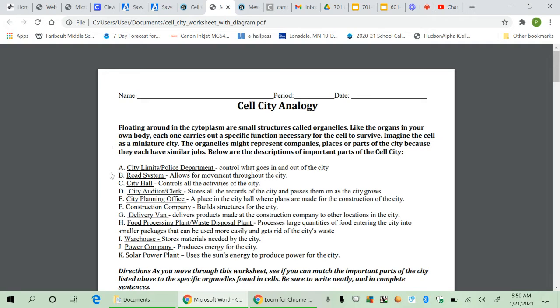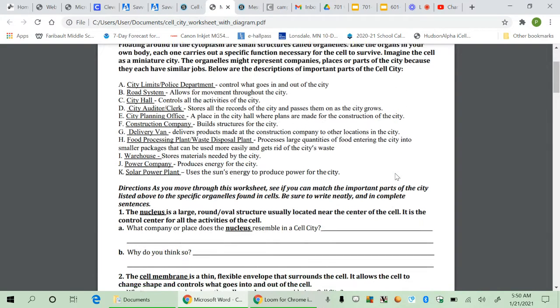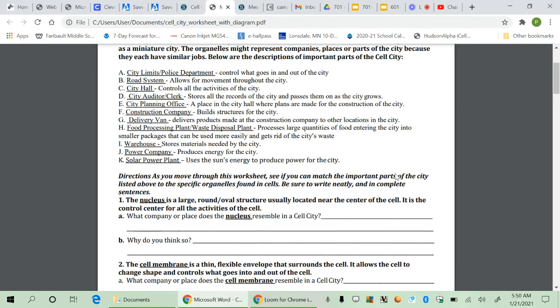So here we've got a list. They're listed as A through K here, different parts of a potential city. And it gives you the function of each of those parts also. Now, what we're going to be doing below is matching the different parts of a cell up with the part of a city that has the same job. And so our first one, for example, is the nucleus.